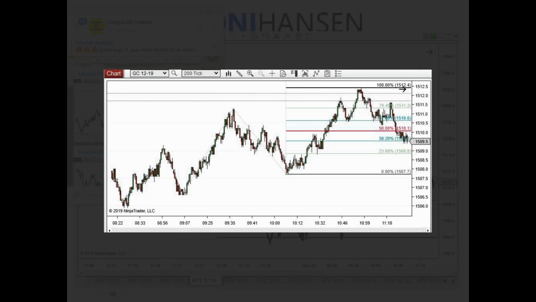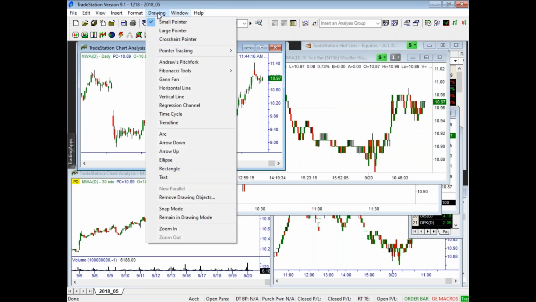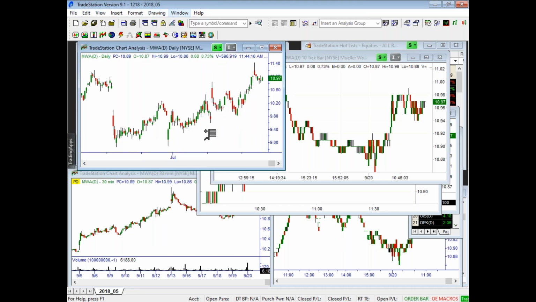So that's one of the main tools. I will show you it on TradeStation as well. You can have your toolbar open, or you can go to Fibonacci Tools and choose your price extension lines. I don't have a good one on here. I should have pulled up something first. Well, we'll go to look at this one here.